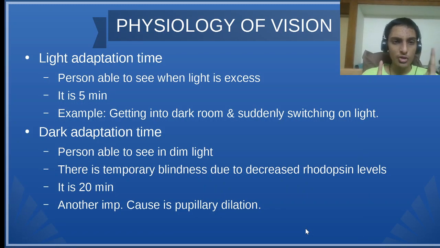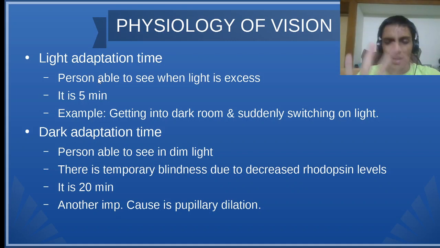So let us see two important phenomena, light and dark adaptation time. So what does it mean? Light adaptation time. Person able to see when light is excess. So when there is an excess of light, this is 5 minutes. For example, when you are getting into a dark room and suddenly switching on the light. Let us say your hall is so dark. Let's say it's night time, power cut.